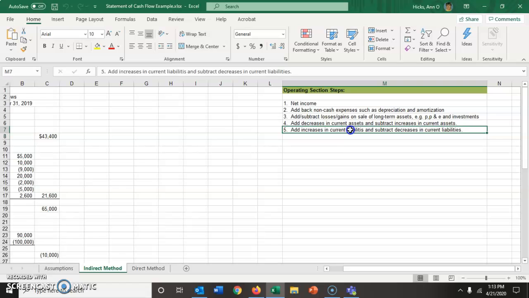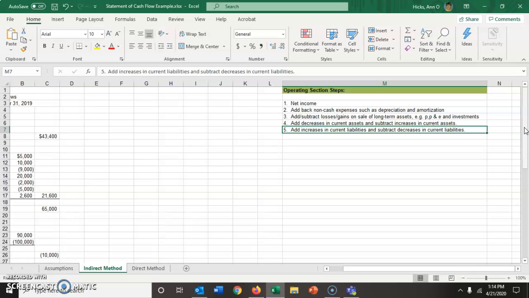The last thing you're going to do for the operating section is do the same thing with current liabilities. So you will look at the current liabilities, accounts payable, determine whether or not it increased or decreased. Now, your treatment will be exactly opposite, which makes sense because current liabilities would have the opposite impact on cash as current assets. If our accounts payable increases, we're going to add that back because that means we had some expenses during the year that we have not yet paid for.